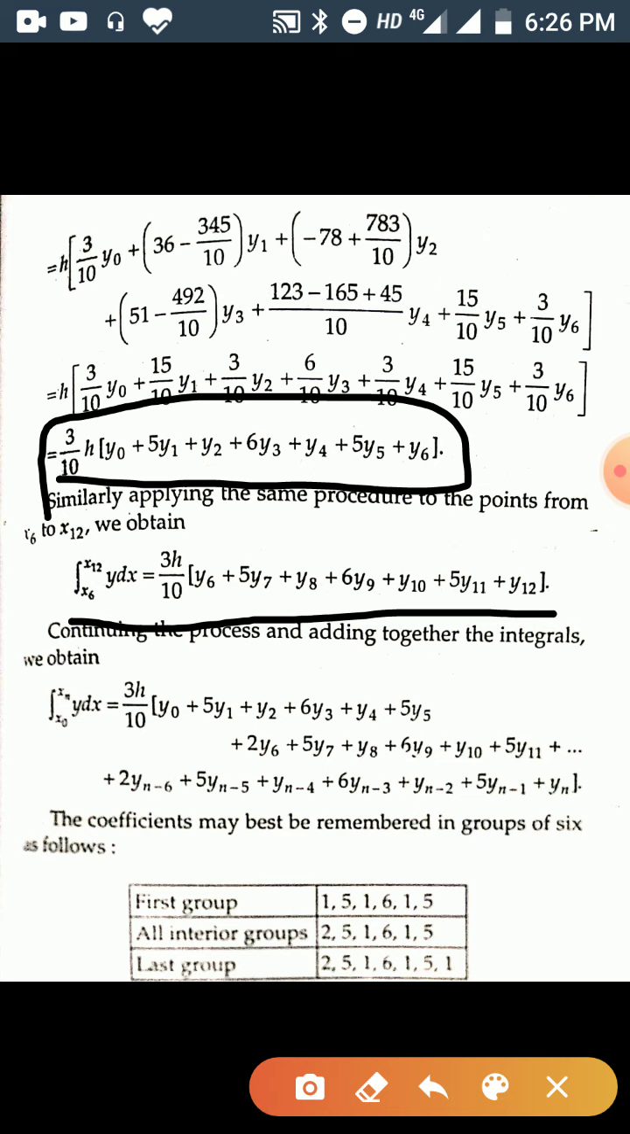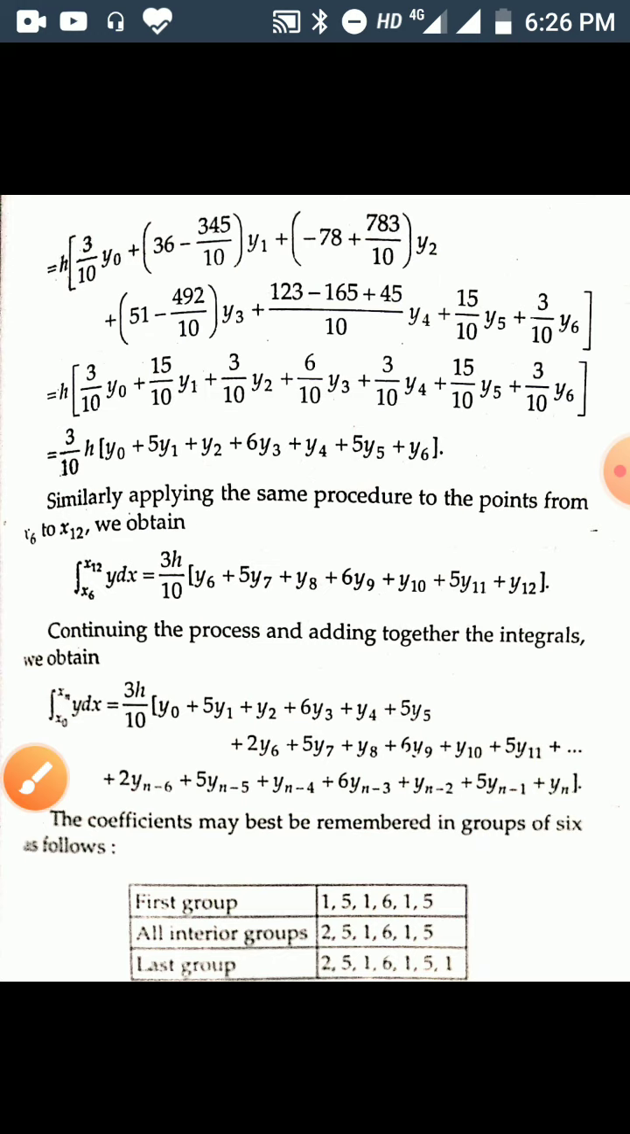The first group will take the coefficients as 1, 5, 1, 6, 1 and 5. All the interior groups have the coefficients 2, 5, 1, 6, 1, 5 and the last group has the coefficients 2, 5, 1, 6, 1, 5 and 1. This formula is known as Weddle's rule. So let us discuss it with an example.